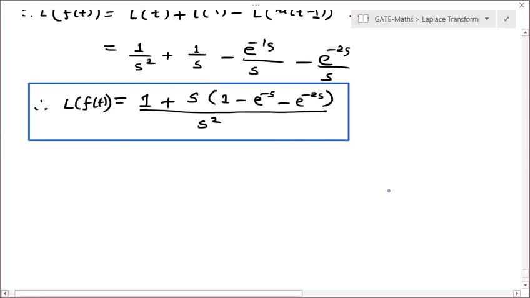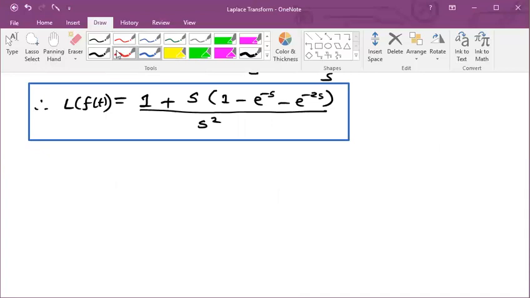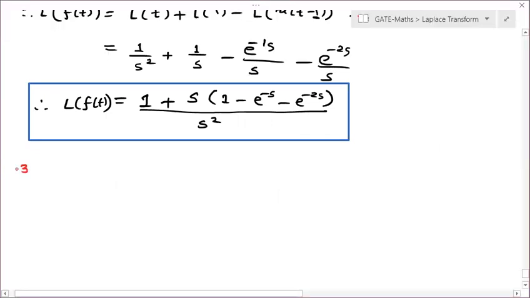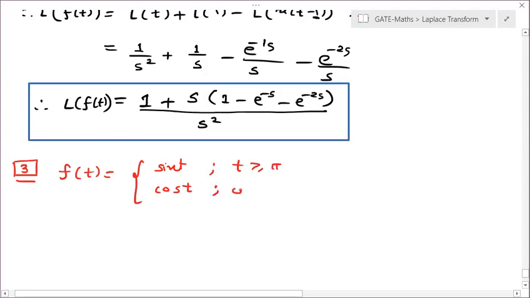Now let us see the third question. If f of t is equal to sin t and cos t: sin t for t greater than or equal to pi and cos t for 0 less than or equal to t less than pi. So again, a branch-wise function is given, or not? If it is a branch-wise function, can we proceed directly?